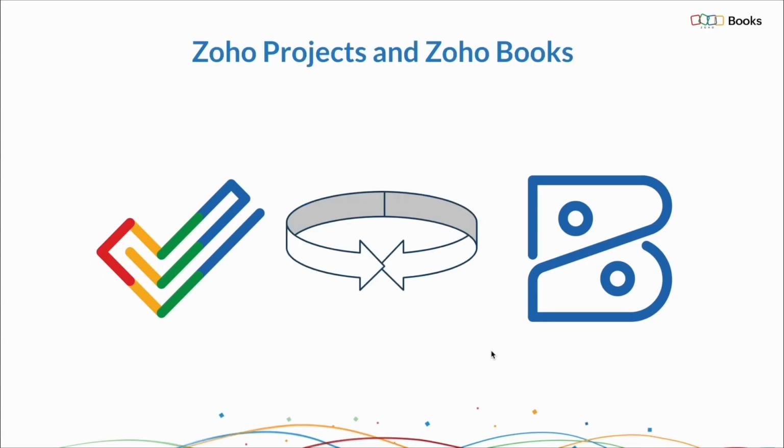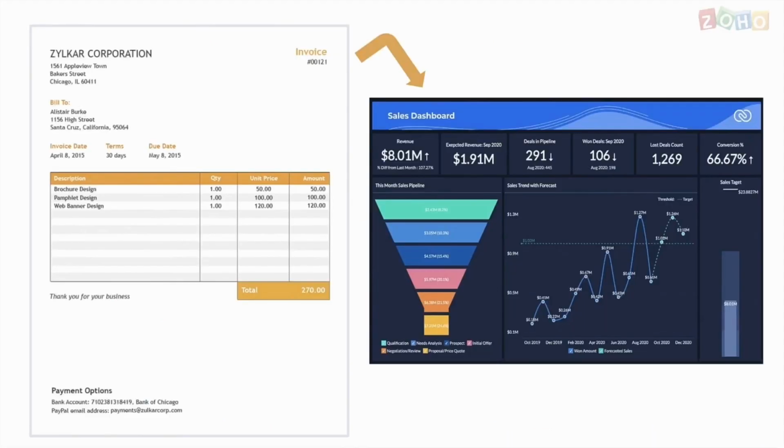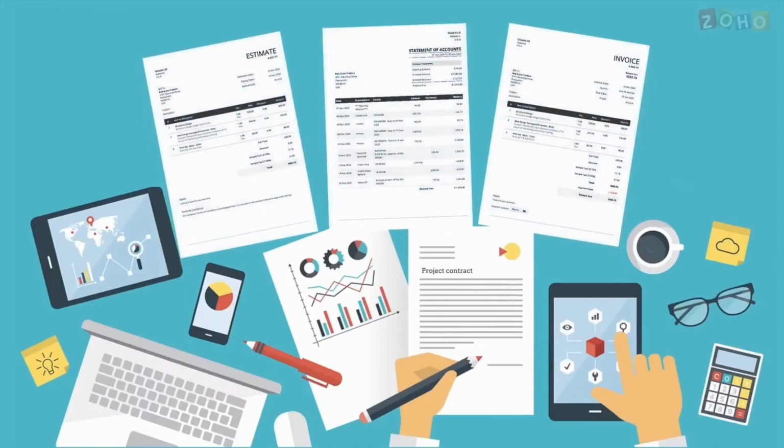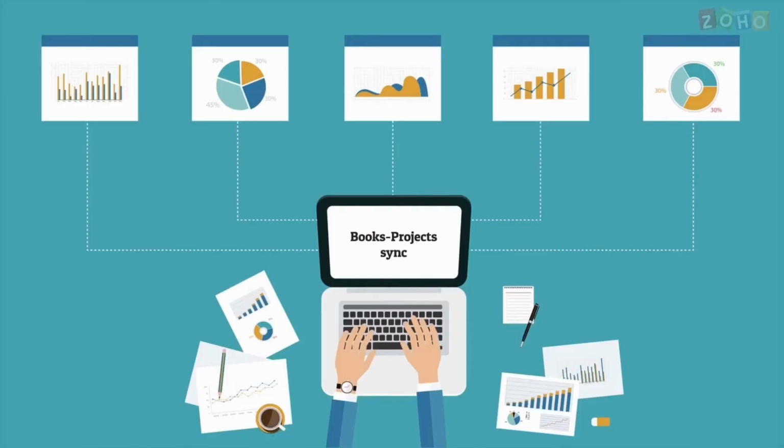While each Zoho application serves a specific purpose, they all capture valuable data that, when combined, can provide a comprehensive view of a business's operation. By integrating Zoho Books and Zoho Projects together, businesses can manage their projects and finances together, make better informed decisions, and improve their overall operations.